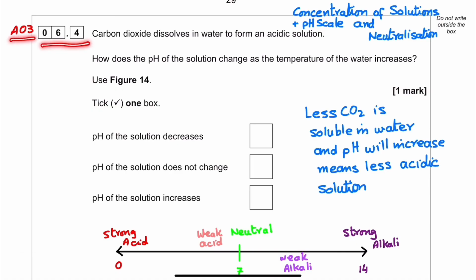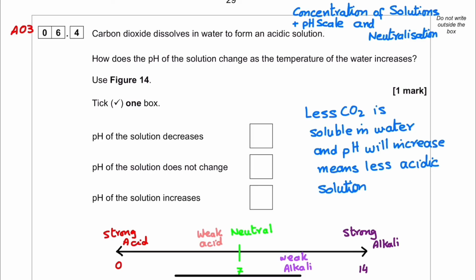6.4 is an AO3 question. Carbon dioxide dissolves in water to form an acidic solution. This question is from the concentration of solution, pH scale, and neutralization. How does the pH of the solution change as the temperature of the water increases? We know that as the temperature is increasing, the solubility is decreasing. It means that the solution is less acidic.